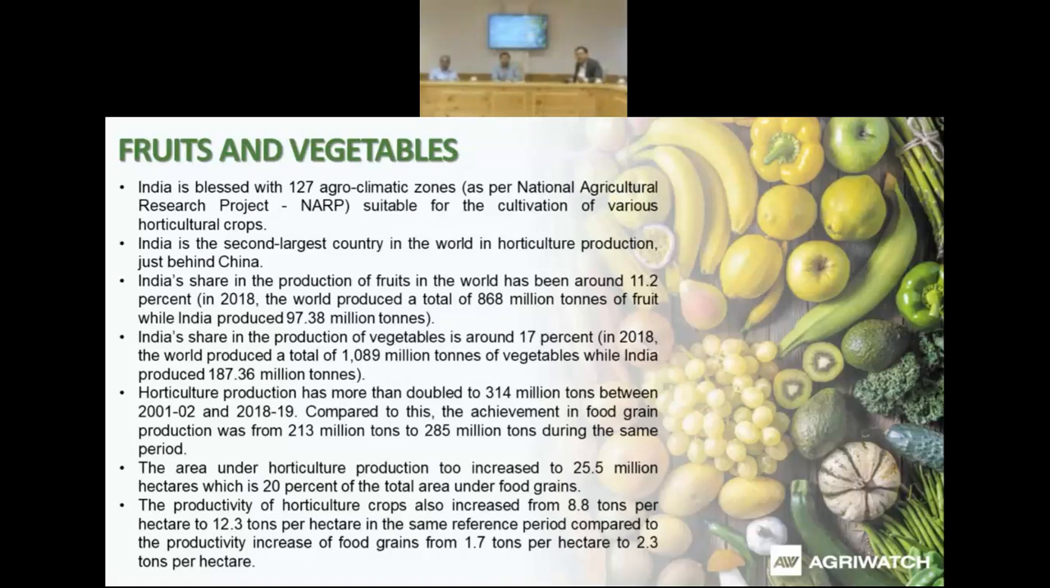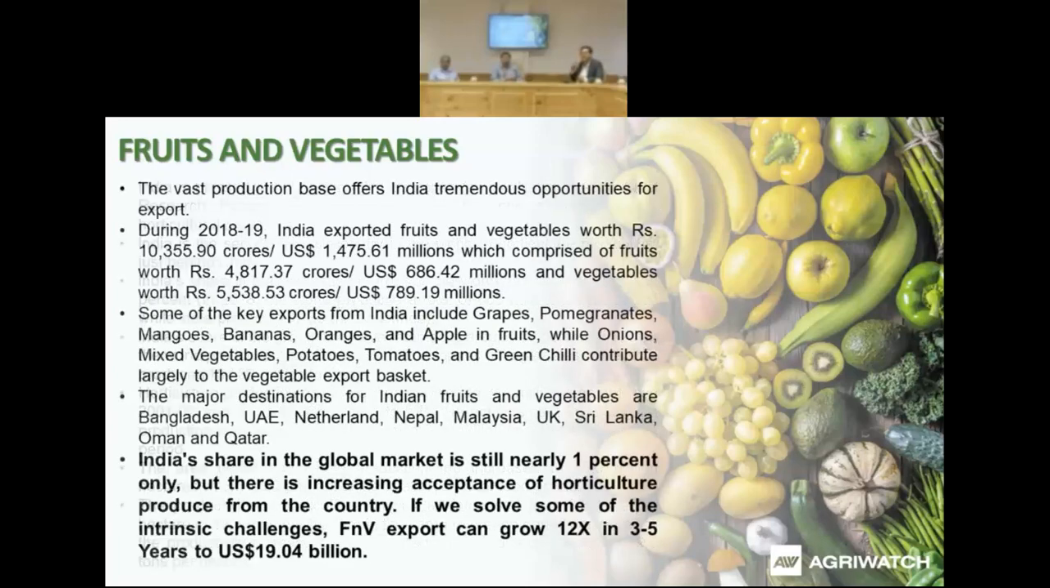So fruit and vegetable. I strongly believe that this is an opportunity for us, because we have 127 agroclimatic zones, and we can cultivate everything and anything. We are the second largest producer of horticulture in the world, just after China, at roughly 11.2% of total world production. Here I'll come to the point: out of roughly $1.3 trillion of world trade, we are exporting just around $1.4 billion, just 1%. A country with 11 to 12% of the world's production is contributing just 1% of world trade or export.